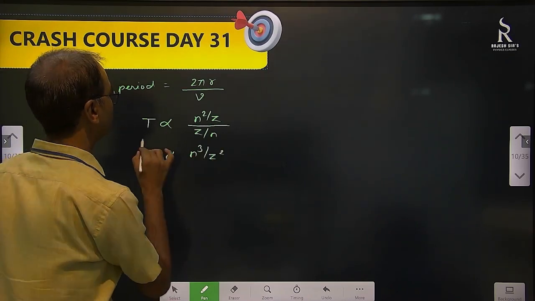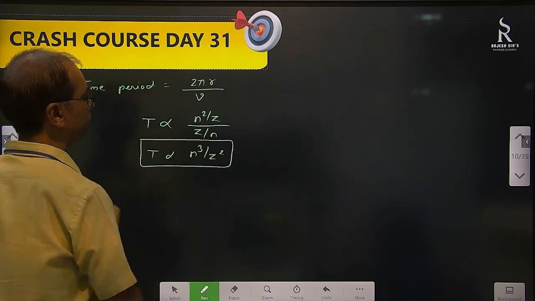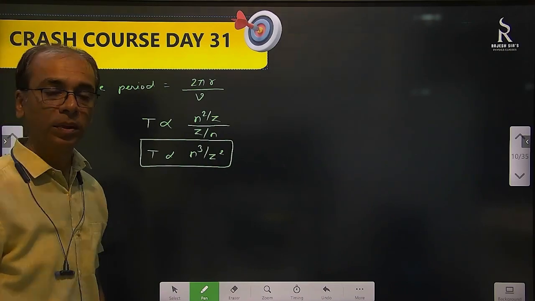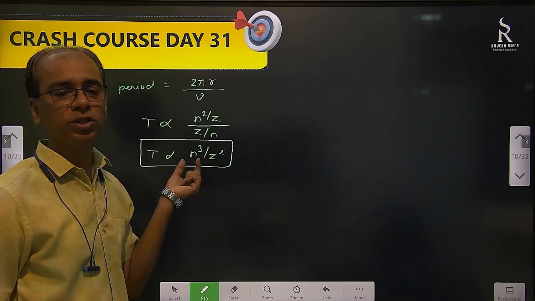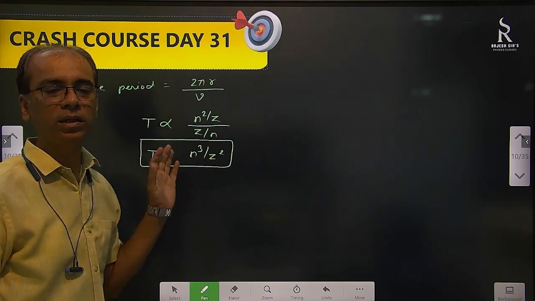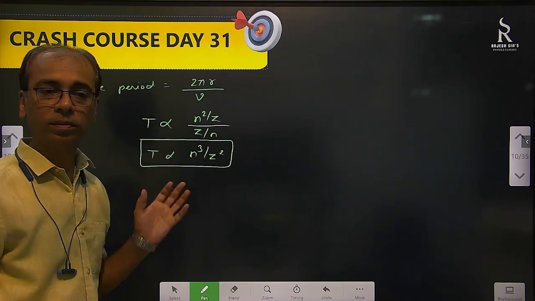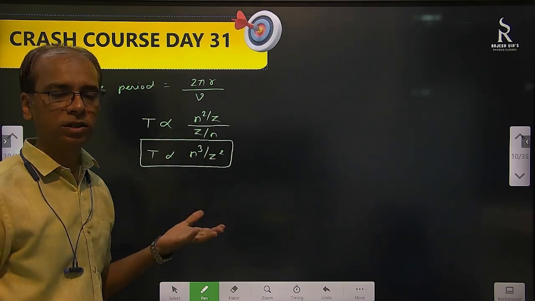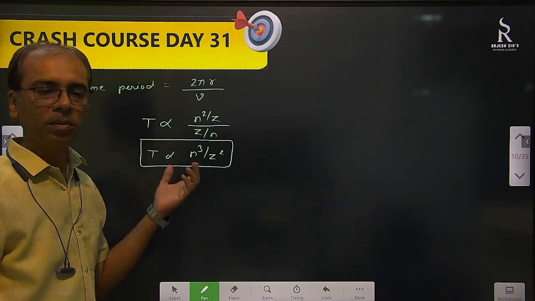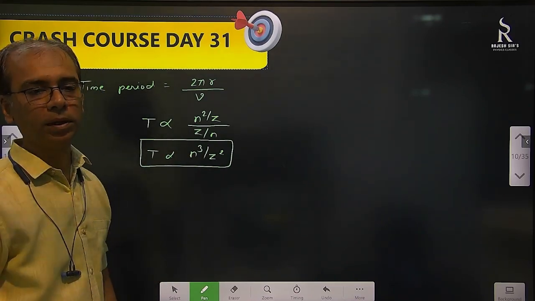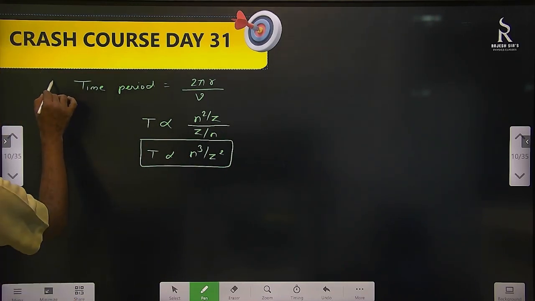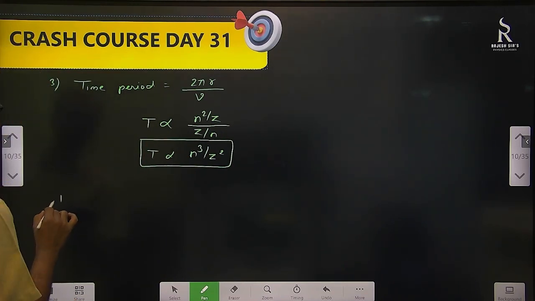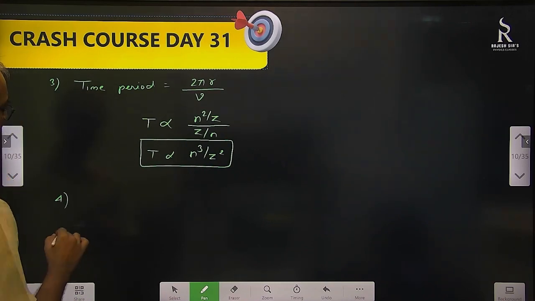On this one there are many questions. If they change the shell, change the z, they will ask you T1 by T2. They can. Same way velocity also, they can ask you radius also. But this is for time period. Then one more parameter is there. This is the third, right? The fourth parameter is angular momentum.